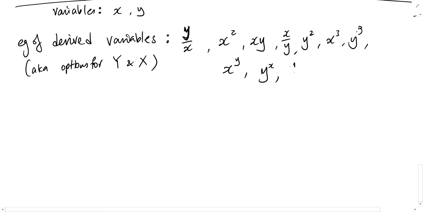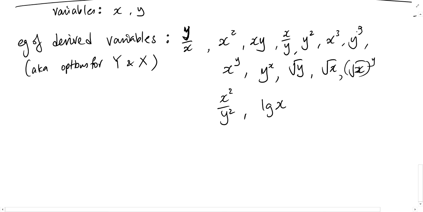Square root Y also can. Okay, square root X. Square root X power Y. What else? X squared over Y squared also can. Any more? Log X, can or not? Can, right? X is a variable. Log is a function. So all I'm doing over here is using a log with a number, so I'll generate another number. This is also a variable.